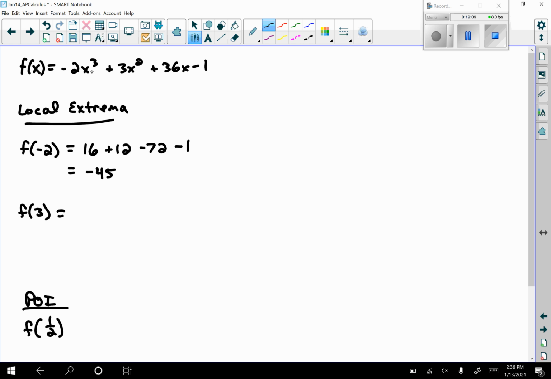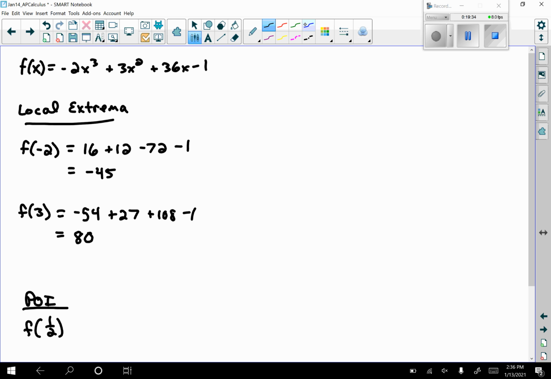F of 3 becomes 27 times -2, so a -54. Then we'll get a plus 27 plus a 108 minus a 1. And again, I want you to be able to do this, even if you have to write out some more in between steps, do this without a calculator. But we could look at this as 135 minus 55, so that's 80.